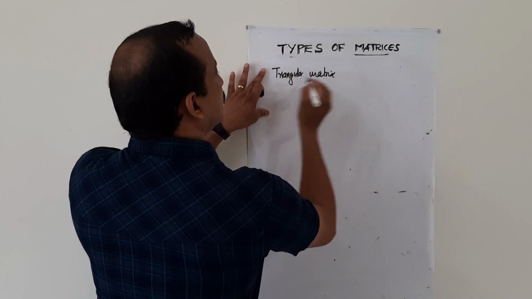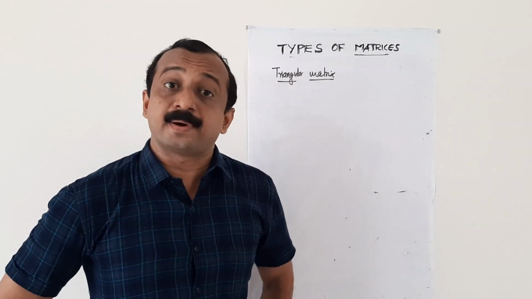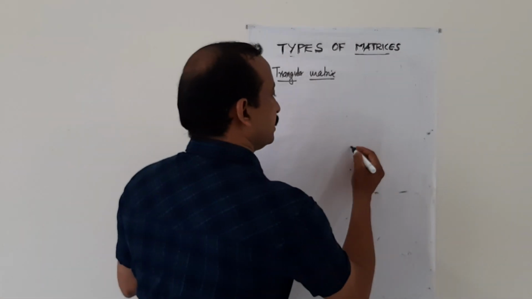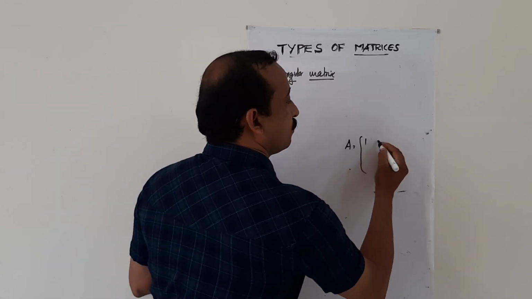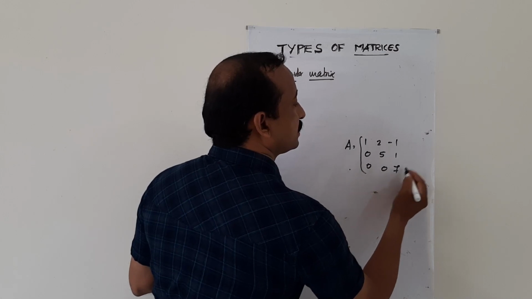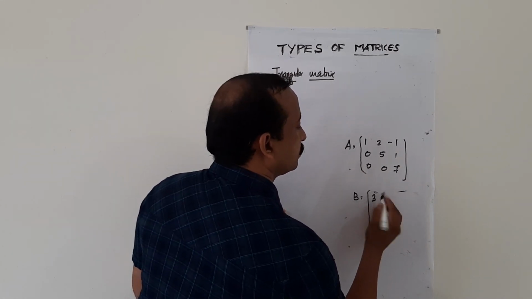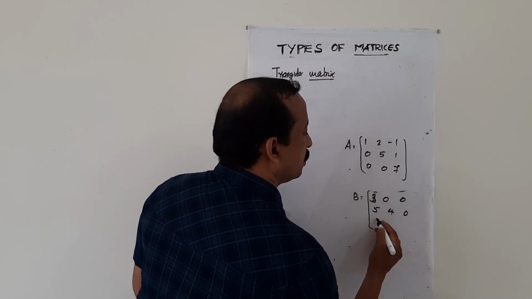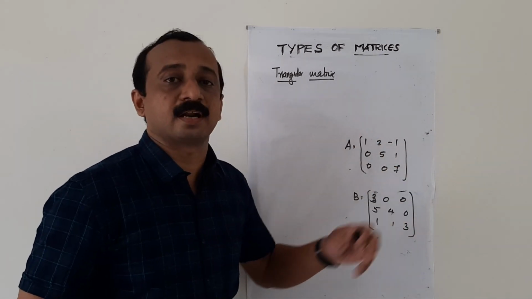Triangular matrix. There are two types of triangular matrix. First is upper triangular and second is lower triangular. What is an upper triangular matrix? Here I write a matrix A equal to 1 2 minus 1, 0 5 1, 0 0 7, and the second matrix is 3 0 0, 5 4 0, 1 1 3. This matrix is named upper triangular.